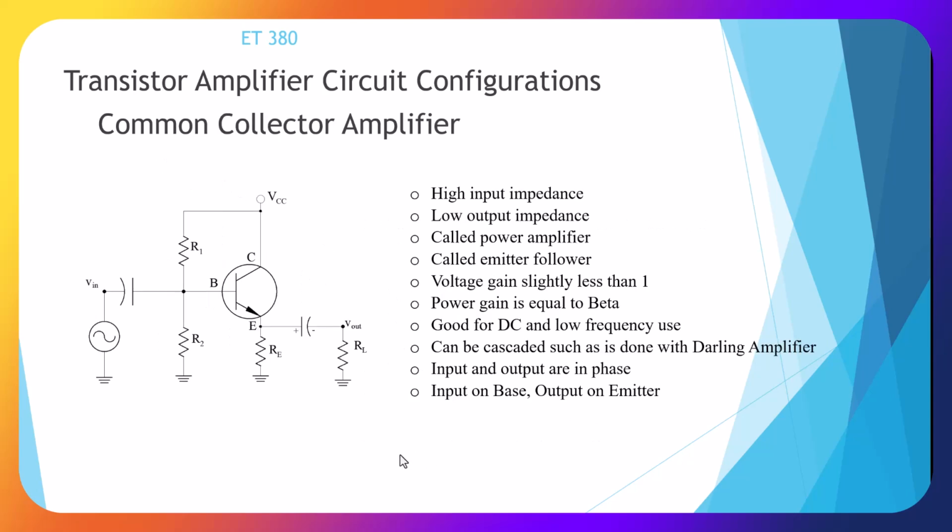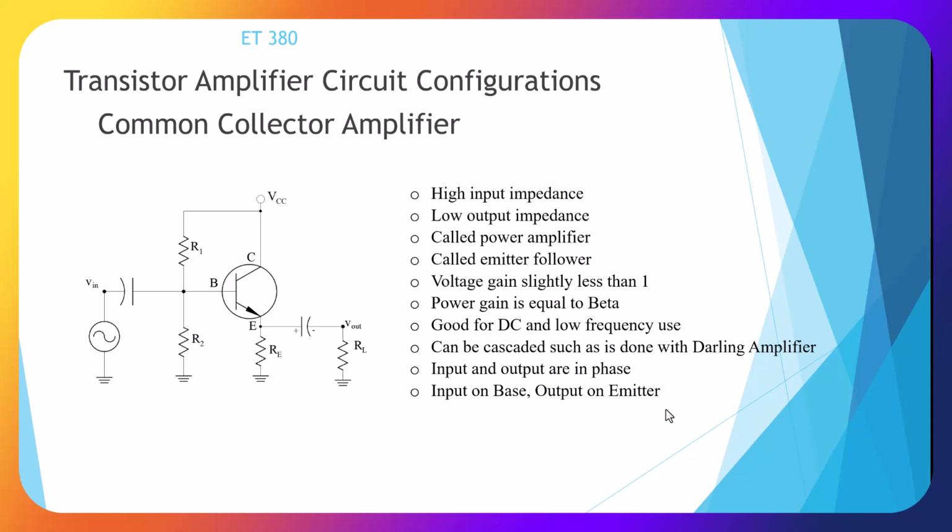Our next amplifier circuit is a common collector amplifier. So again, an NPN, voltage divider input, and we have the output coming out of the emitter. So we have a high input impedance, low output impedance. It's called a power amplifier, called an emitter follower. Voltage gain is slightly less than 1.